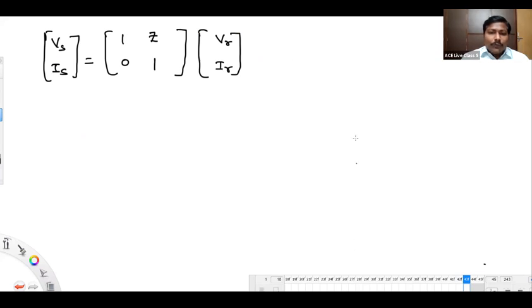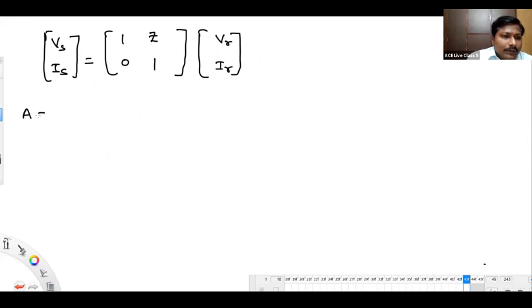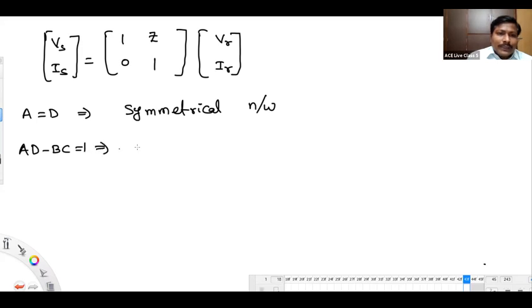You observe now, A and B values are equal. Already we studied that if you have a simple series impedance, it is a symmetrical model. So A equals D, and I'll say the network is symmetrical. And then AD minus BC value is 1, you can observe here, so your network is reciprocal. A equals D, symmetrical network. AD minus BC is 1, and it will be a reciprocal network.